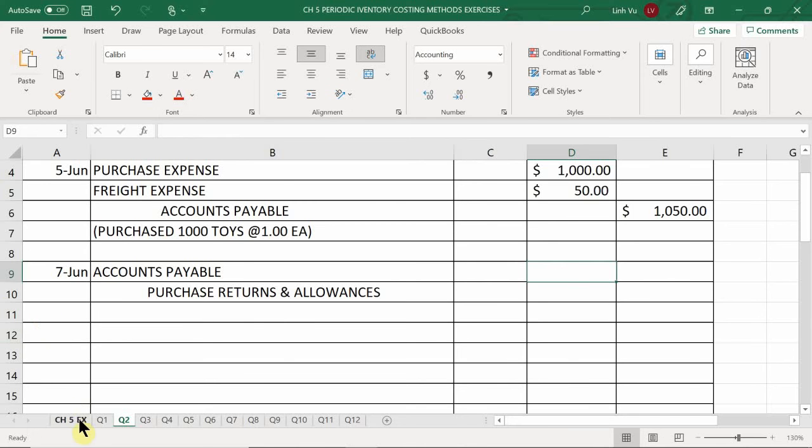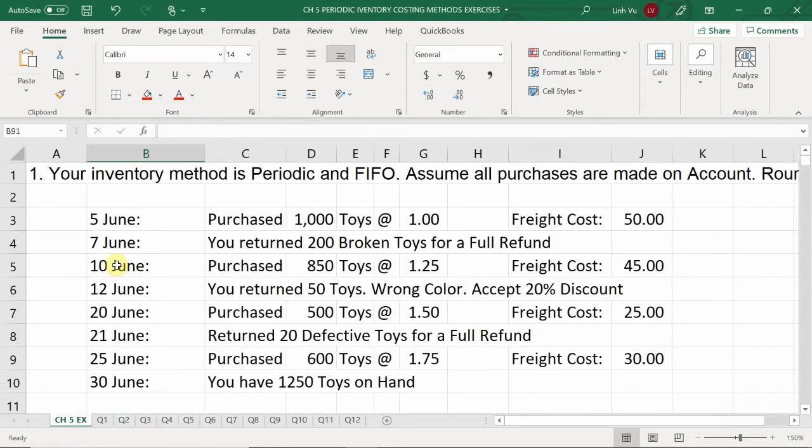How many toys am I returning? All of them. Oh, 200. So that means I'm keeping 800 of them, right? Yeah. So how much am I actually going to get a refund for? 200, right? So in this case, we have to look at what the purchase price was.